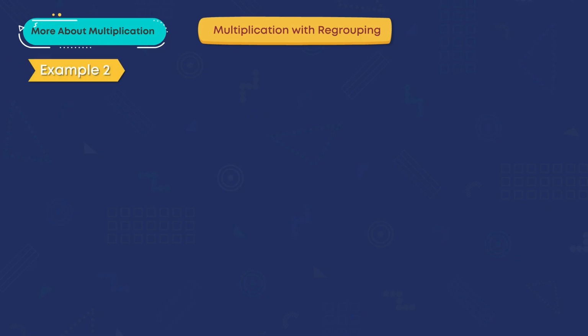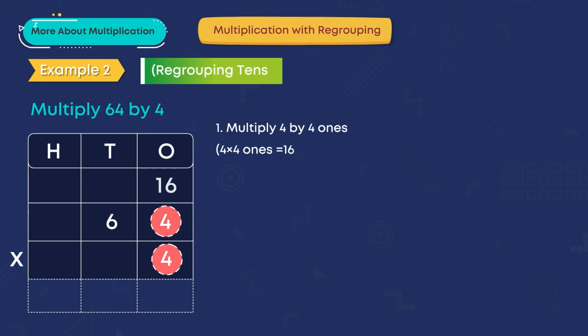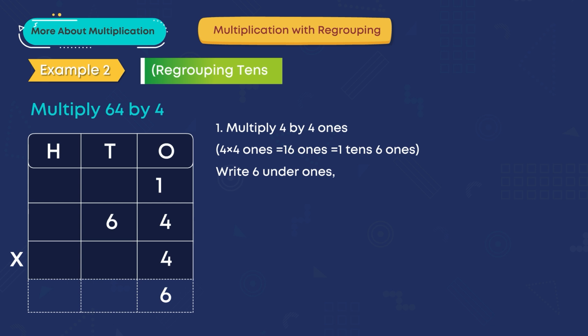Example 2. Regrouping tens. Multiply 64 by 4. Multiply 4 by 4 ones. 4 times 4 ones is equal to 16 ones is equal to 1 tens 6 ones. Write 6 under ones. Carry over 1 to tens.